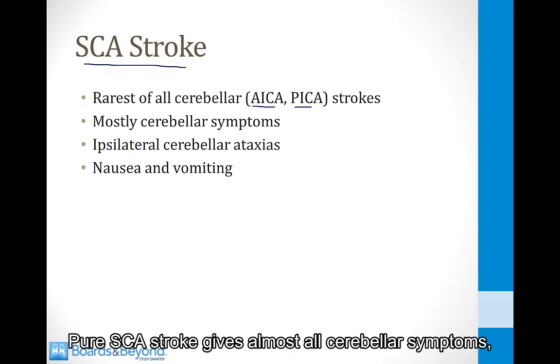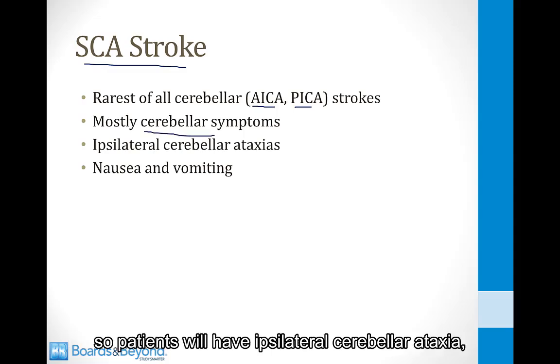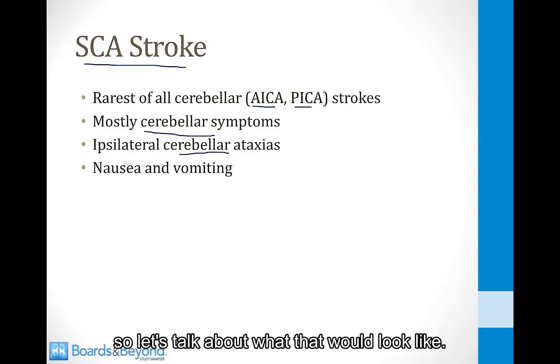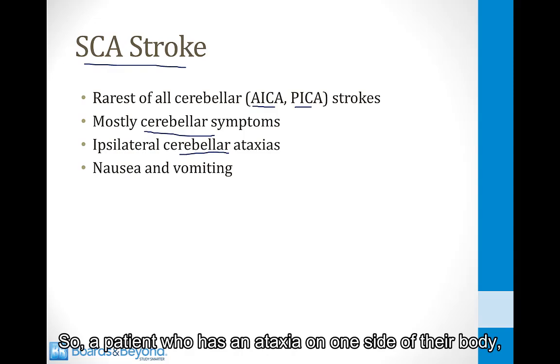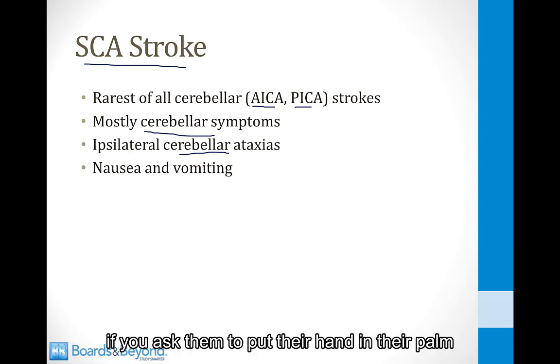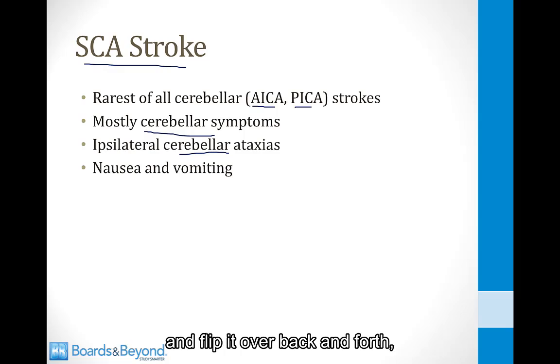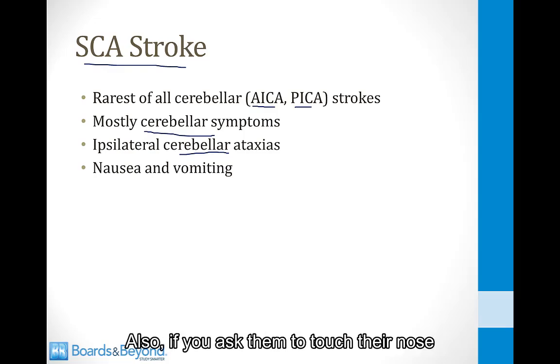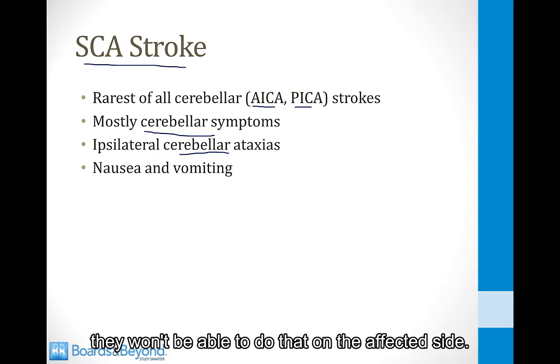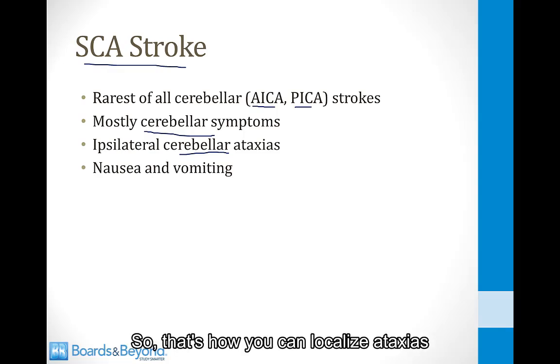Pure SCA stroke gives almost all cerebellar symptoms, so patients will have ipsilateral cerebellar ataxia. Let's talk about what that would look like. A patient who has an ataxia on one side of their body, if you ask them to put their hand in their palm and flip it over back and forth, they won't be able to do that with the affected side of their body. Also, if you ask them to touch their nose and then touch your outstretched finger, they won't be able to do that on the affected side. That's how you can localize ataxias to the left or right side of the body.